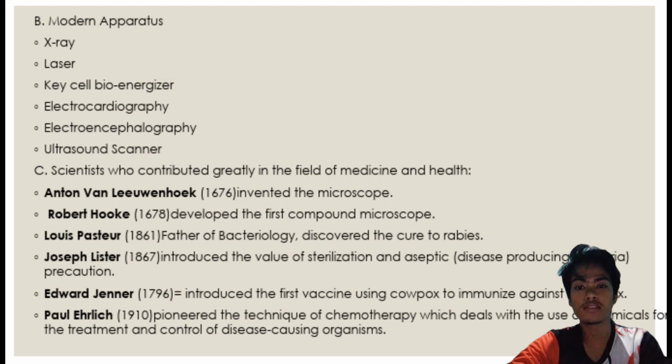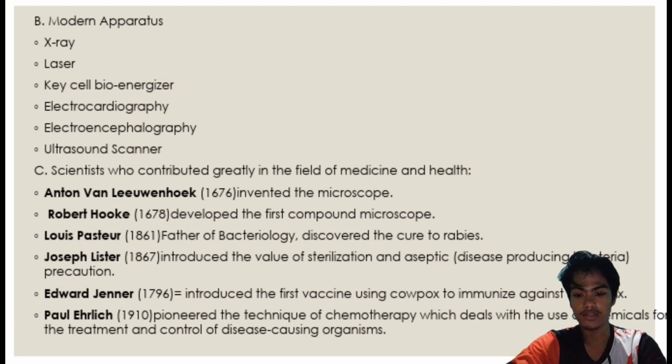These are the scientists who contributed greatly to the field of science and health. Number one is Anton van Leeuwenhoek, 1676. He invented the microscope. Number two, Robert Hooke, 1678. He developed the first compound microscope. Number three is Louis Pasteur, 1861. The father of bacteriology, he discovered the cure for rabies.